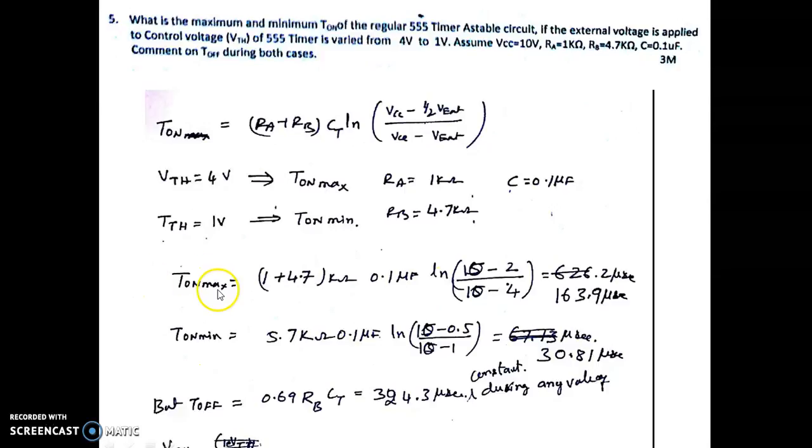So this way the on time changes, but surprisingly we can see that the off time, which is 0.69 RB into CT, is independent of VTH. That's why the off time is constant for both the voltages. Only there is a change in the on time, from 163.9 microsecond when VTH is 4 volt, and when VTH is 1 volt, it is minimum, that is 30.81 microsecond.